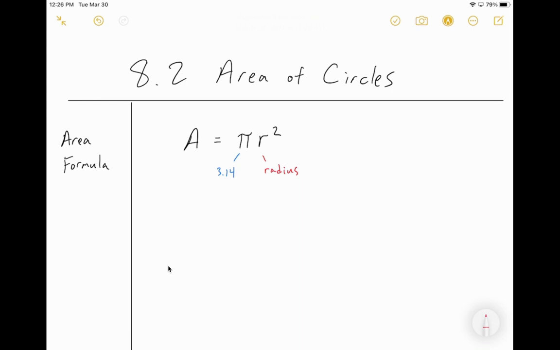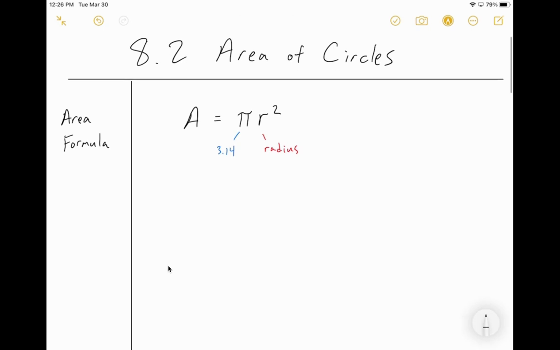Now, there'll be some times where I might give you the diameter, and you have to find the radius first. But that's kind of the main thing. Okay, so let's do some problems. Let's do some examples. And we're going to see again, just like yesterday, once you get it, you just plug it in, and then you're good to go.